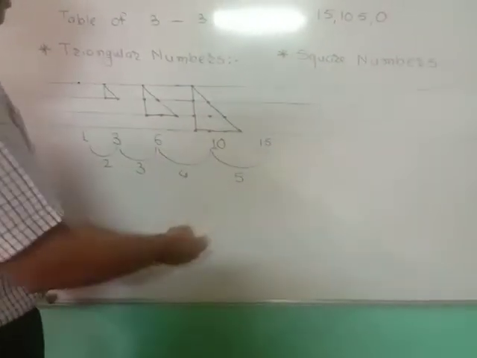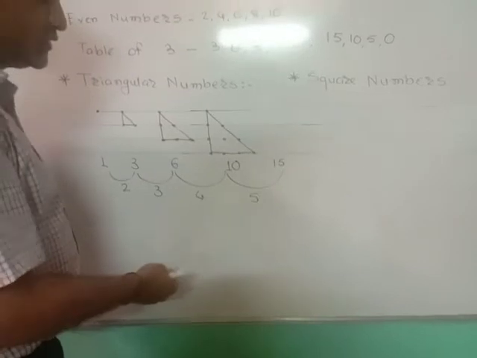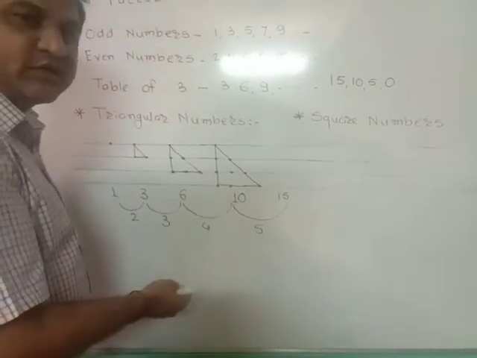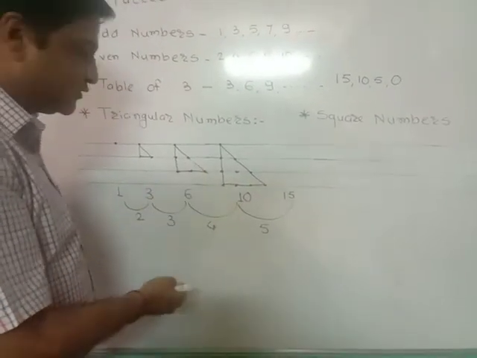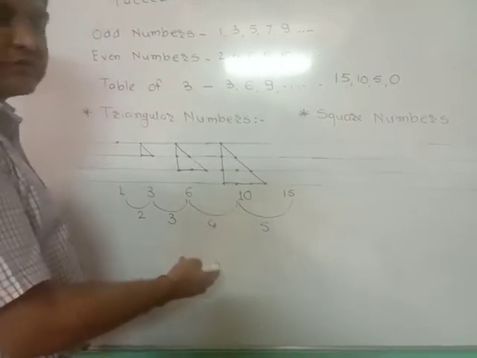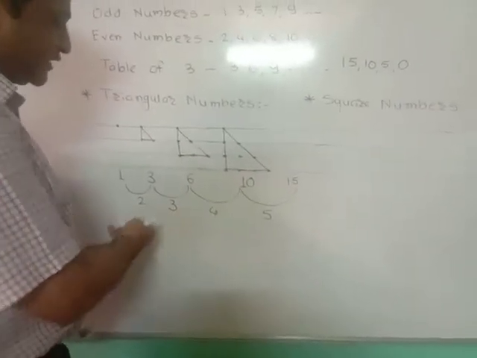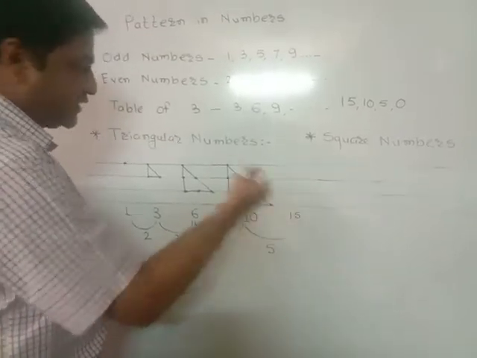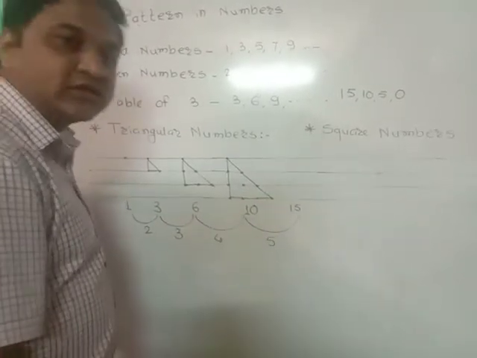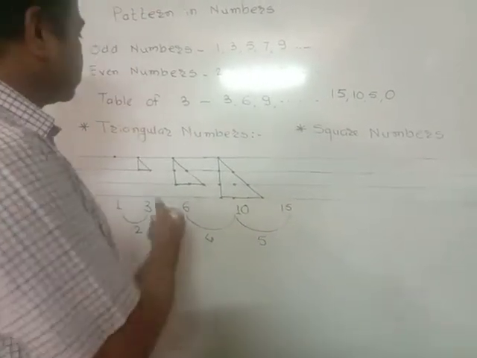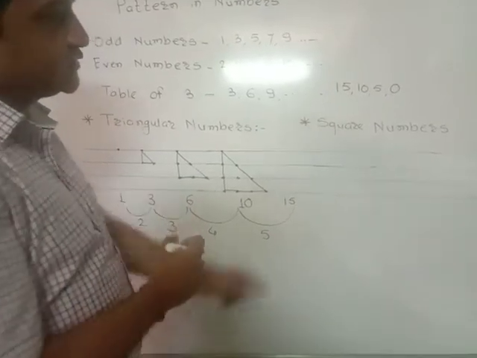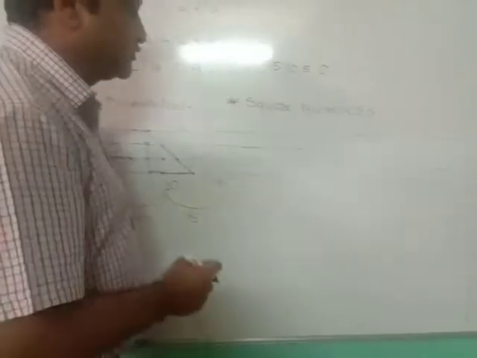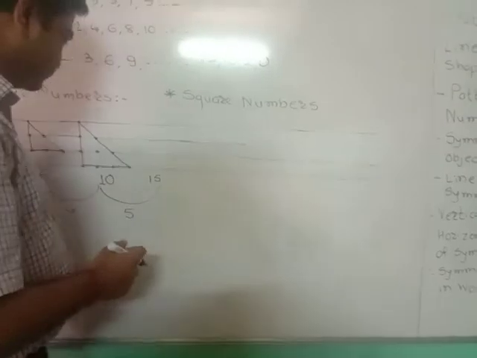These numbers, if the dots are arranged in a particular manner, are making a triangle. So these numbers are known as triangular numbers. So they are increasing in a particular order. 1, 3, 6, 10 and 15. The difference goes on increasing by 1. So these numbers are known as triangular numbers. Now we will know about what is meant by a square number.